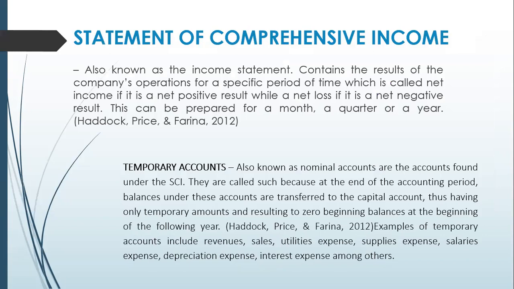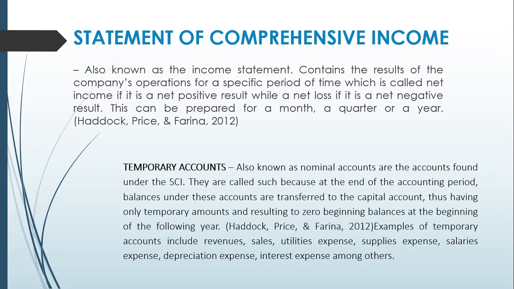So, statement of comprehensive income or income statement contains the results of the company's operations for a specific period of time, which is called net income if it is a net positive result, while a net loss if it is a net negative result. So, pag net income daw, yun ay positive. Ibig sabihin, after mong i-deduct lahat ng mga expenses, may natira. Okay? Hindi siya zero. Positive pa din yun. So, yun yung tinatawag na net positive result or net income.